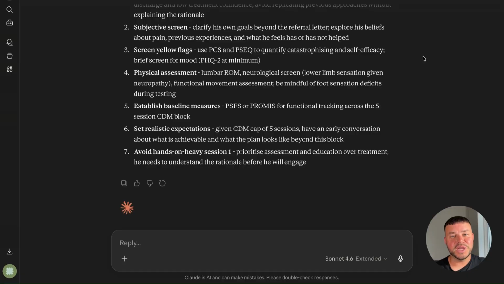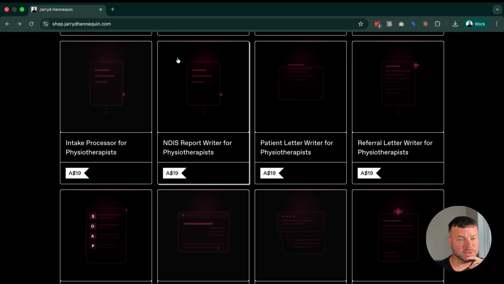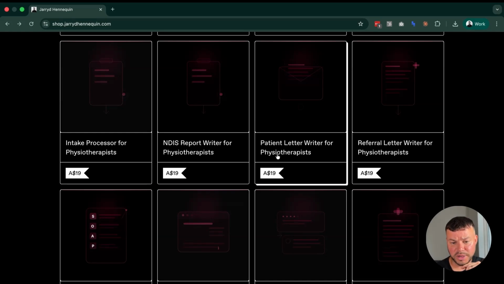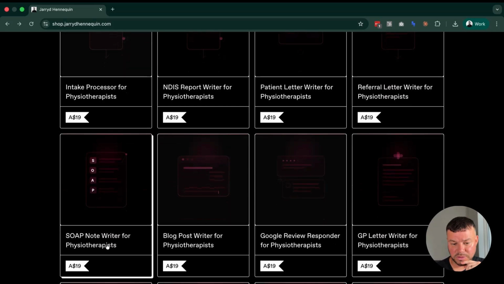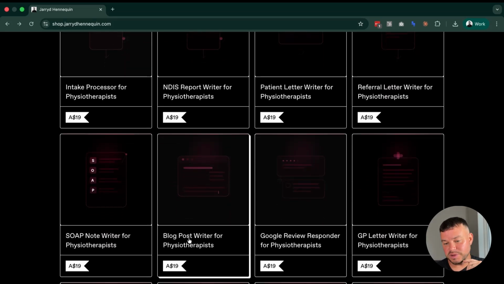If you're like every physio that I've worked with, you'll probably realize 2 things. Number 1 is you'll want to use this for every note type, not just SOAP. Treatment plans, discharge summaries, referral letters. That's where you can find more of these skills on this link over here. You can see that we have a bunch of different skills here, one for NDIS report writer, another one for patient letter writer, another one for referral letters, and then we have a few others for SOAP, blog posts, a number of different things that you can use to help streamline your documentation.